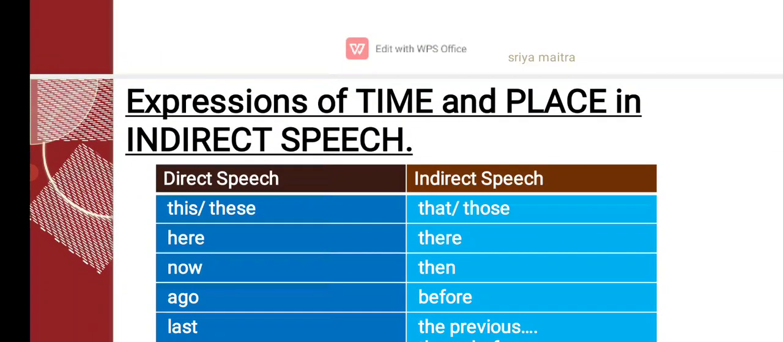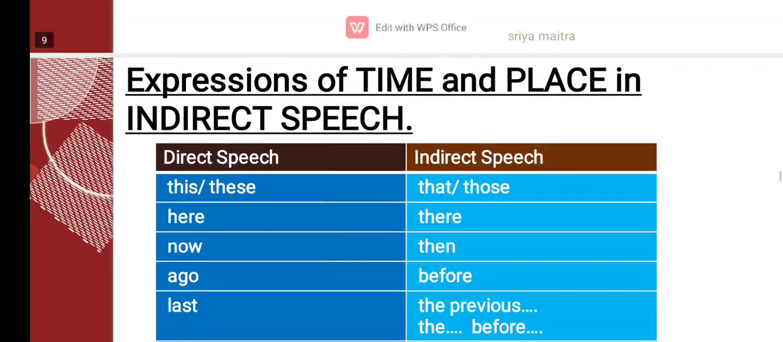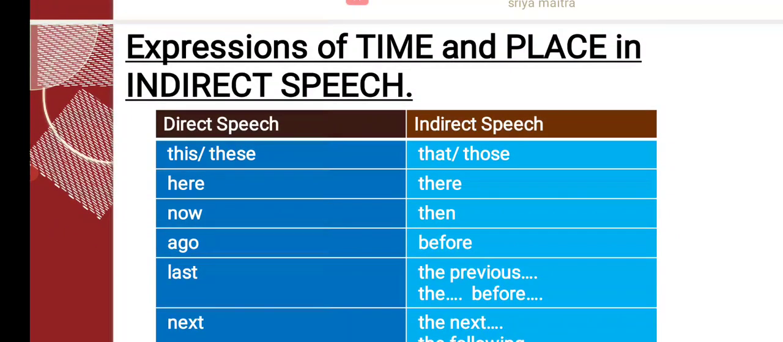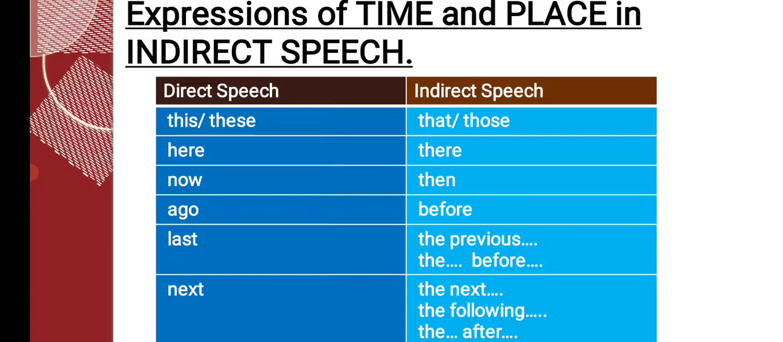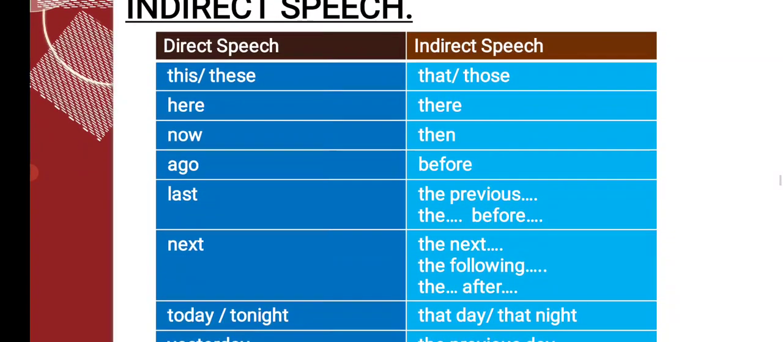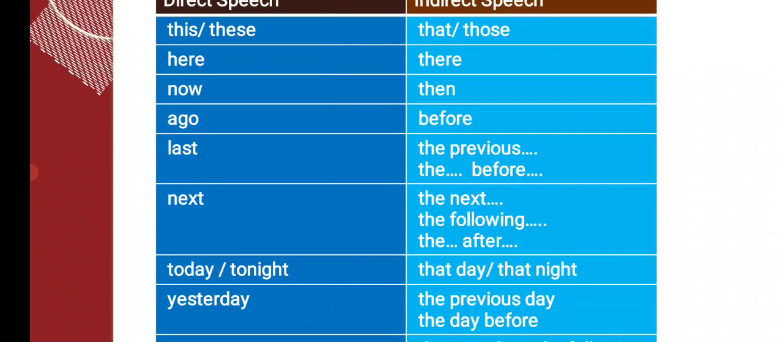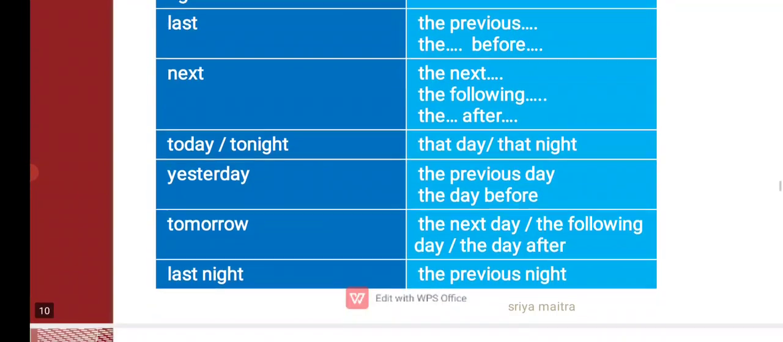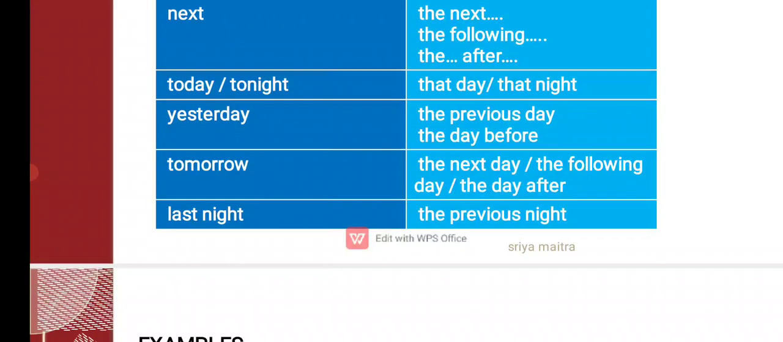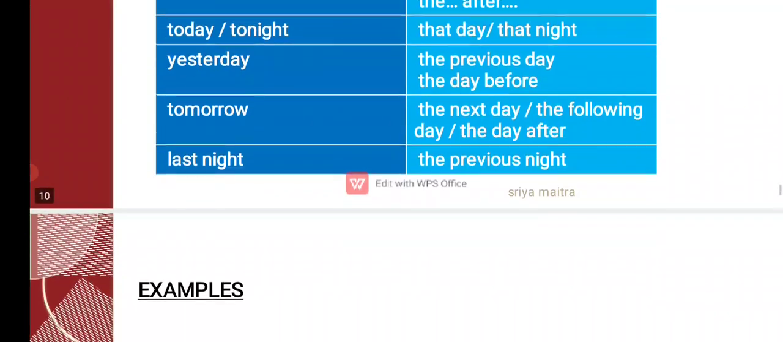Now, expressions of time and place in indirect speech. We make changes in tense, we make changes in person, pronoun, and we also make changes in time and place in indirect speech. For example, if the expression of time or place is this or these in direct speech, it will become that and those. Here becomes there, now becomes then, ago becomes before, last becomes the previous, the day before, or the next becomes the following, the after. Today becomes that day. Yesterday becomes the previous day, the day before. Tomorrow becomes the next day, the following day, or the day after. Last night becomes the previous night. So these are the changes.